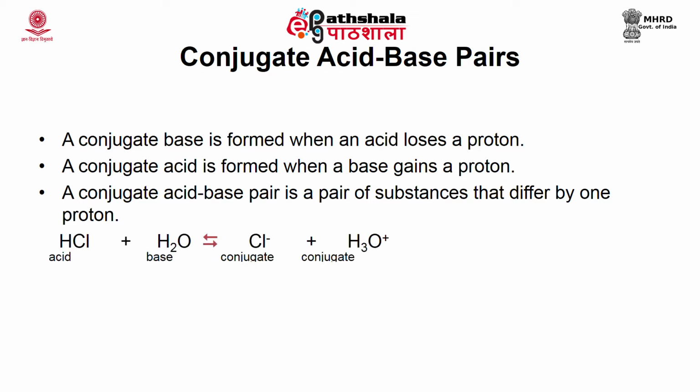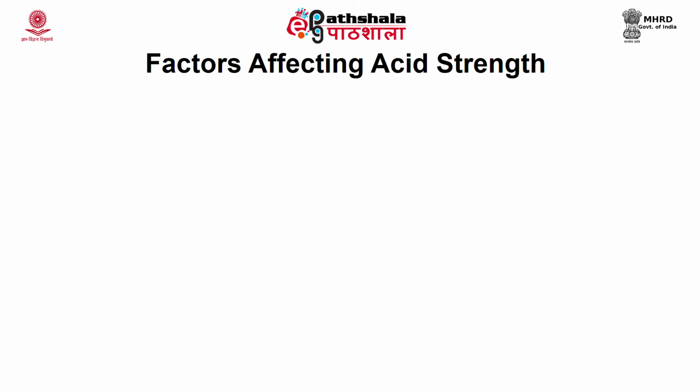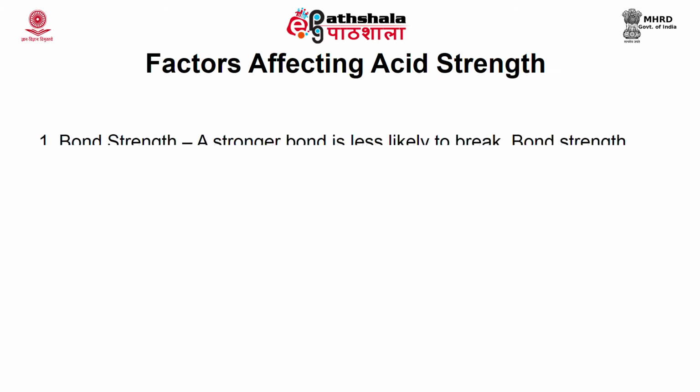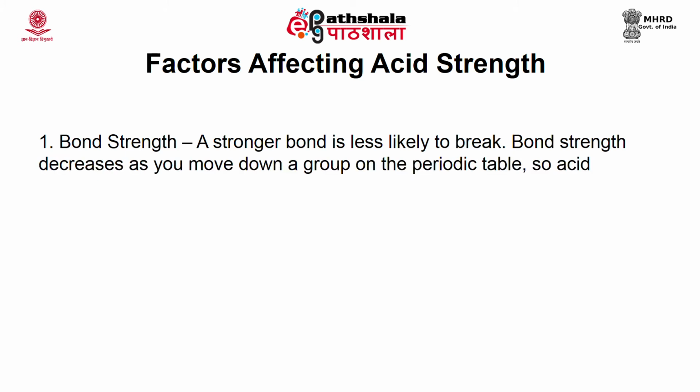For example, HCl plus water: in this case HCl is an acid and water is a base, and the conjugate base for the HCl acid is chloride, and the conjugate acid for water is H3O+. Various factors affecting acidic strength are bond strength. A stronger bond is less likely to break. Bond strength decreases as we move down a group in the periodic table, so acidic strength increases.